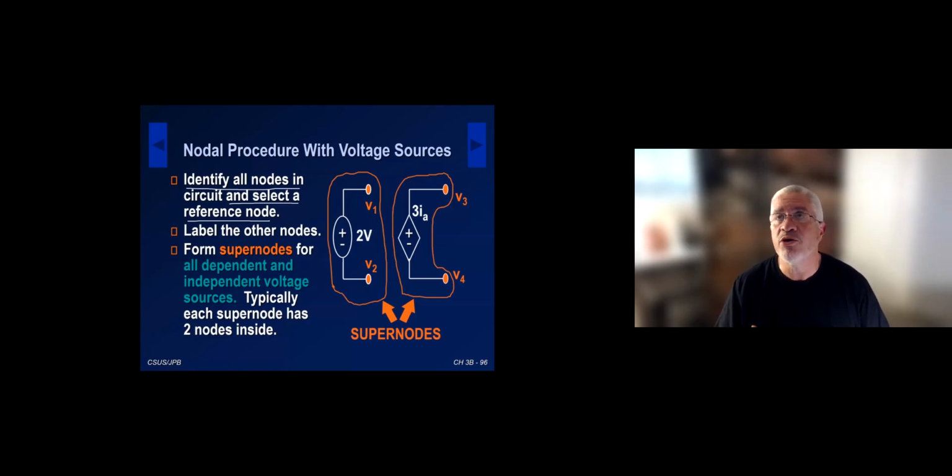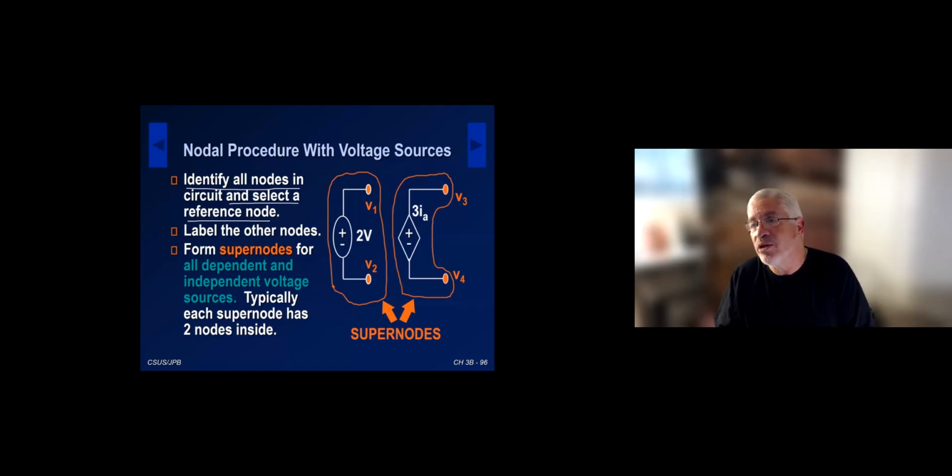At this point, when you get a circuit that has voltage sources, I want you to identify the voltage sources. I'm showing you the 2 voltage sources that we typically get. You can get an independent voltage source, in the case of the 2 volt here, or a dependent voltage source, in the case of the 3IA. Remember, voltage sources need to have plus and minus in their symbol because it establishes a potential difference between the plus and the minus.